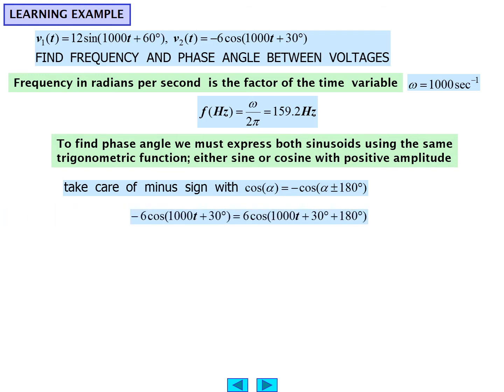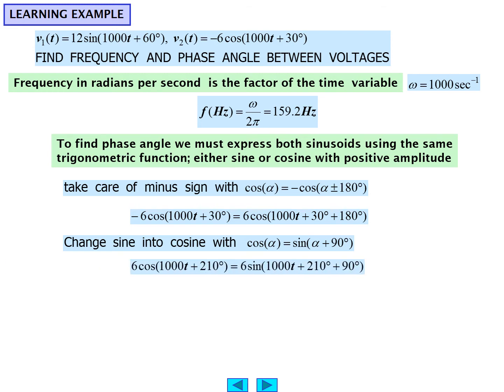And therefore write minus 6 cosine 1000 t plus 30 degrees is equal to 6 cosine quantity 1000 t plus 30. In this case, we'll choose plus 180. We can also then change cosine into sine with cosine alpha is equal to sine alpha plus 90 degrees. And therefore, we can also do 6 cosine 1000 t plus 210, which is what we got. We can convert that as 6 sine 1000 t plus 210 plus 90 using the trigonometric identity.